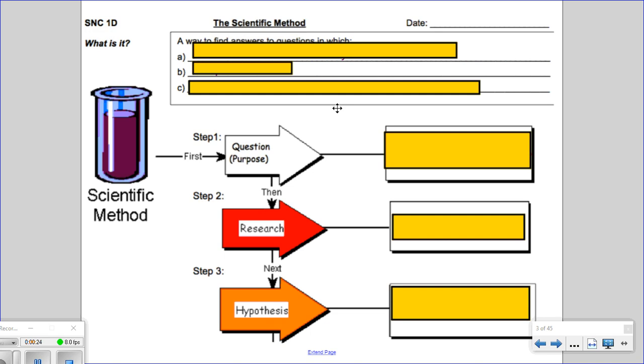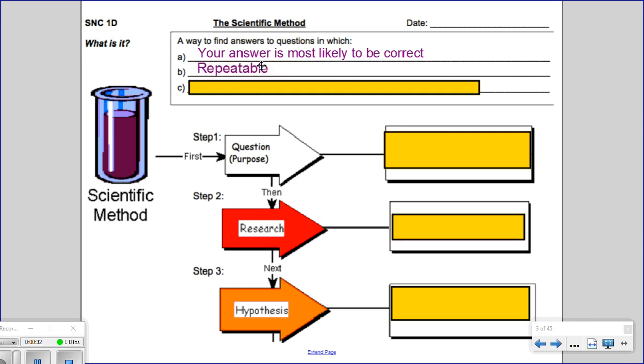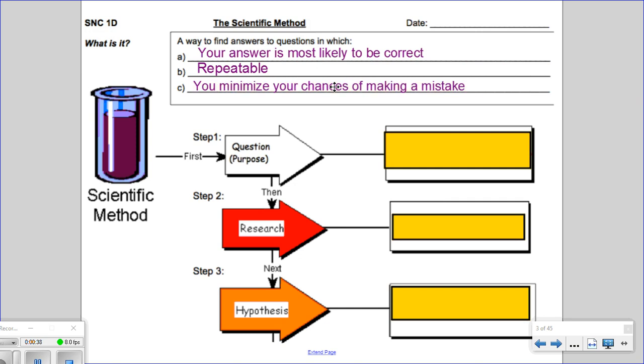It is a way to find answers to questions in which your answer is most likely to be correct, your educated guess. You want a method that is repeatable by others, and a way in which you minimize your chances of making a mistake. So this is what will help your answer most likely be correct.